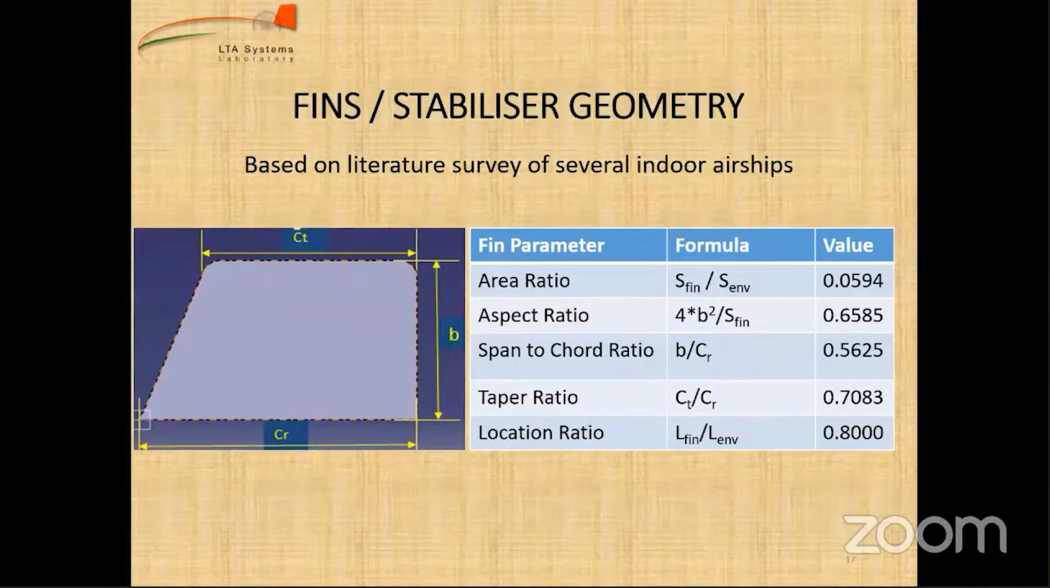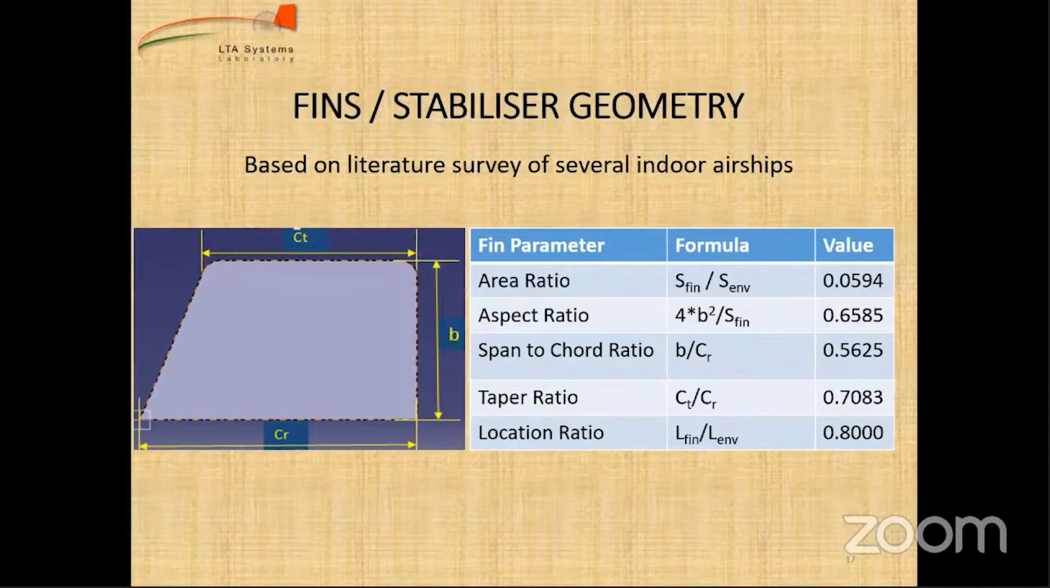Okay, so the first one is area ratio, that is S fin by S envelope. S fin stands for total fin area, and we divide by total envelope area. Then we have aspect ratio. And why do we have 4 there? In aspect ratio, there's a parameter multiplied with 4. What is that 4? Sir, because we have 4 control surfaces. 4 fins. Aspect ratio is fin span square divided by surface area of fin. As there are 4 fins, we have multiplied it with 4 and its value is 0.6585. And we have span to chord ratio, taper ratio, and location ratio.